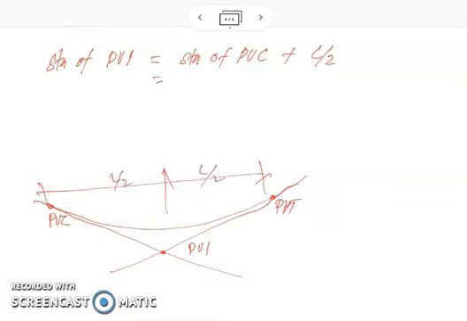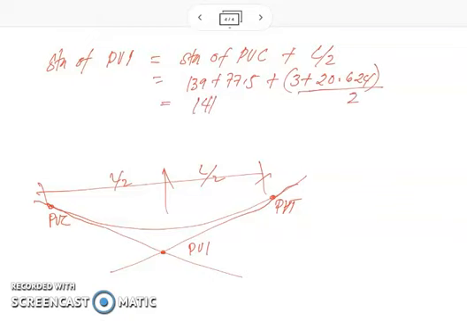The station of PVC we have computed a while ago, that is 139 plus 77.5, then plus L over 2, because our L is 320.624, divided by 100, so that is 3 plus 20.624 all over 2. This gives us 141 plus 37.812. Now, what will be the elevation of PVI?